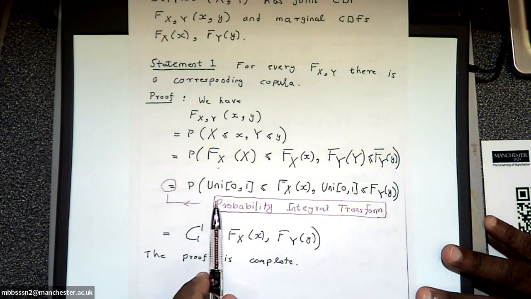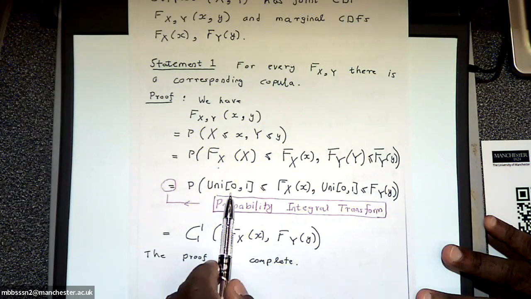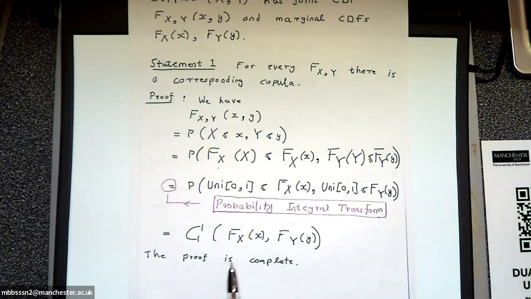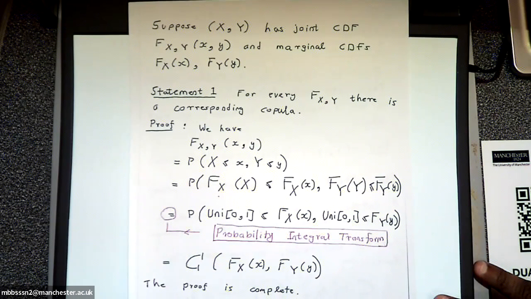Now, what you have here is a copula, a copula with uniform marginals. So you can write this as C of Fx(x) and Fy(y). So I have proved the statement. The statement that I wanted to prove is that for every joint CDF of a random vector (X, Y), there is a corresponding copula C. And I have proved it.